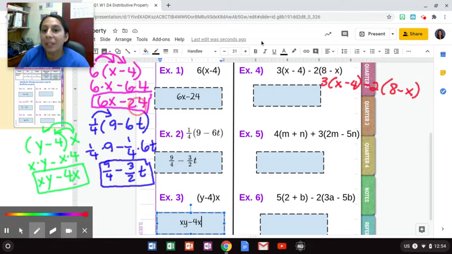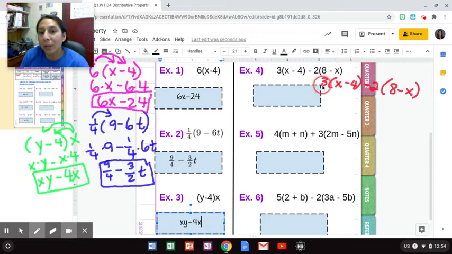For example 4, you'll notice that you have 2 parentheses. You're going to do the same process. The first parenthesis is going to get multiplied by 3, so it's going to become 3x minus 3 times 4, which is 12. The second parenthesis has a minus 2 on the outside. Be careful with that because the minus 2 times a positive 8 is a minus 16. But a minus 2 times a minus x, a negative times a negative, becomes a positive 2x.